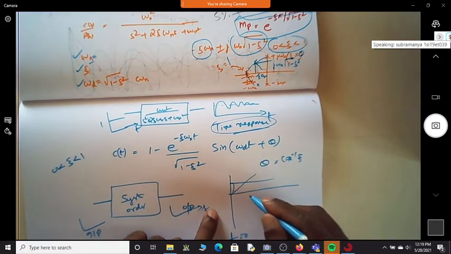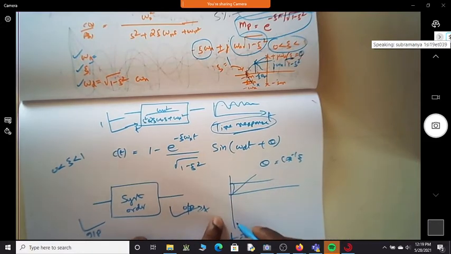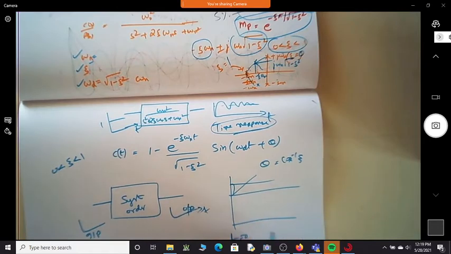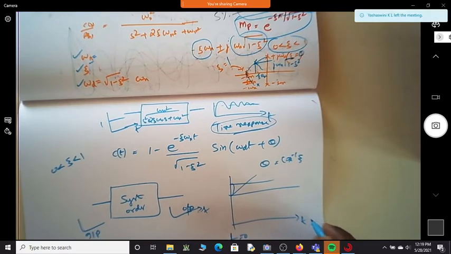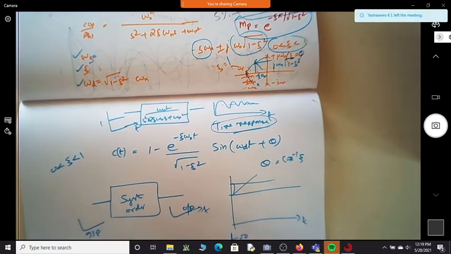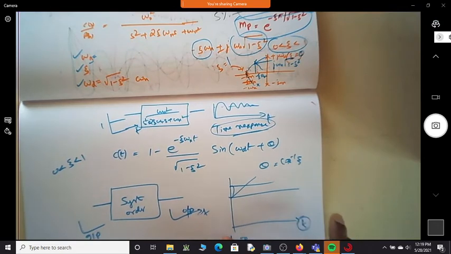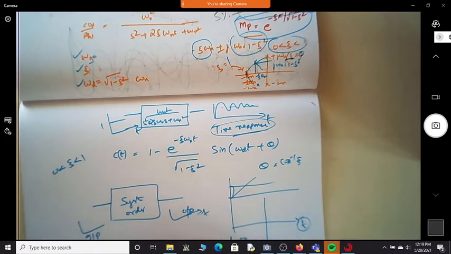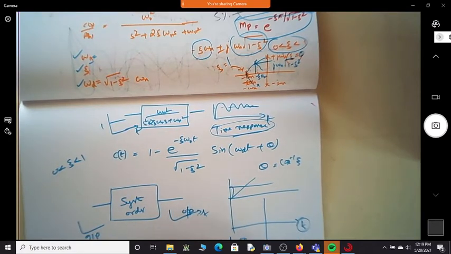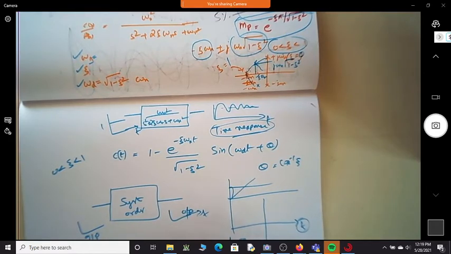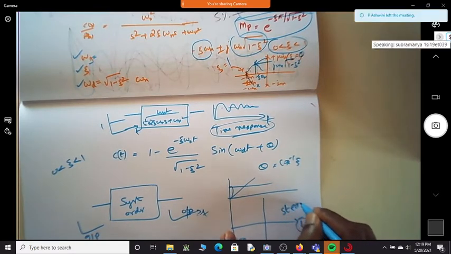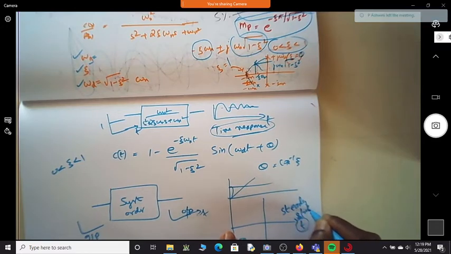Whenever we apply such an input, how does the circuit behave in terms of its output? Since the response is with respect to time, we categorize the time response into two divisions. One is called the transient response, and the other is the steady state response.